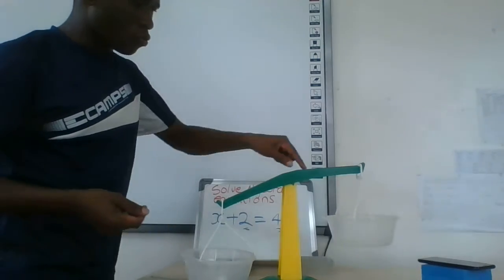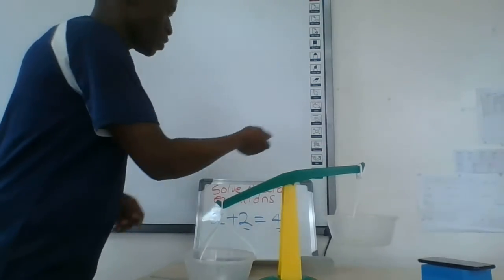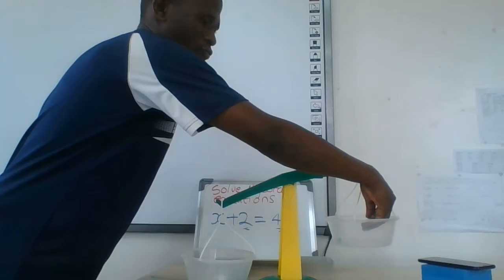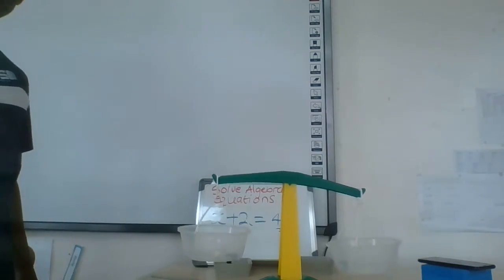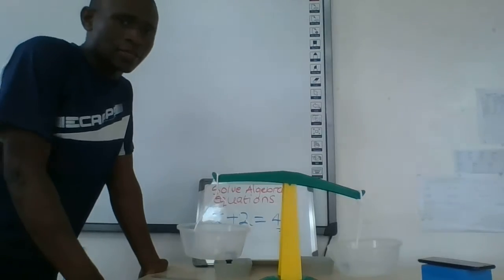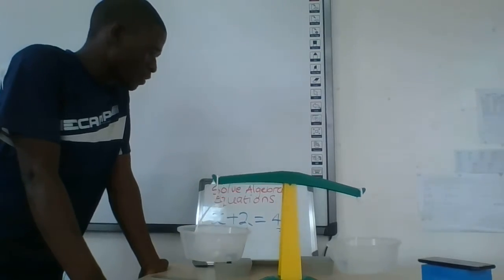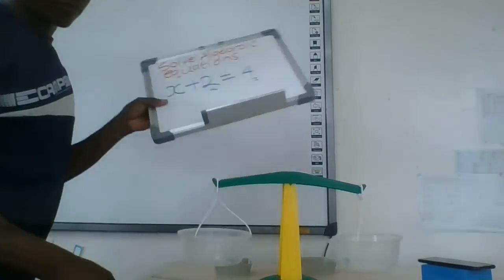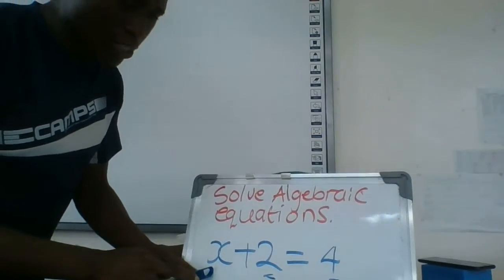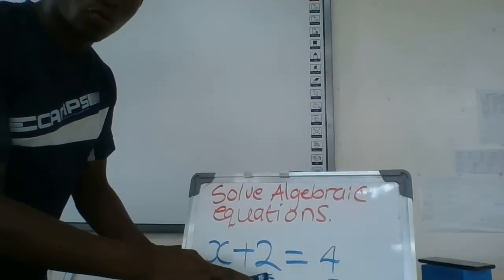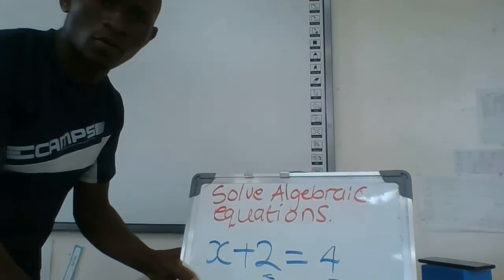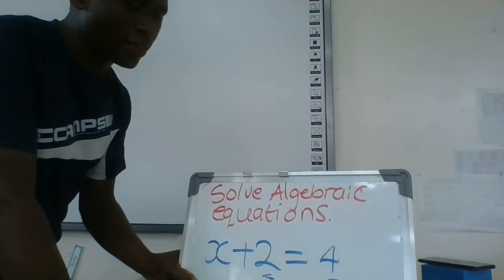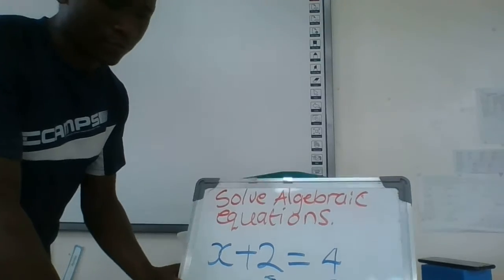Then is equal to 4. So this is equal to 4. I put 4 marbles. You can see it is balancing. They are balancing. So if x plus 2 is equal to 4, then what will be the value of x? We can find that. So how can we find that?